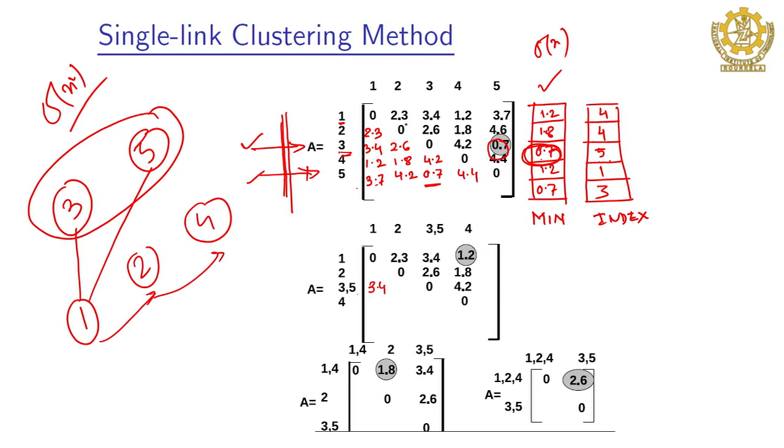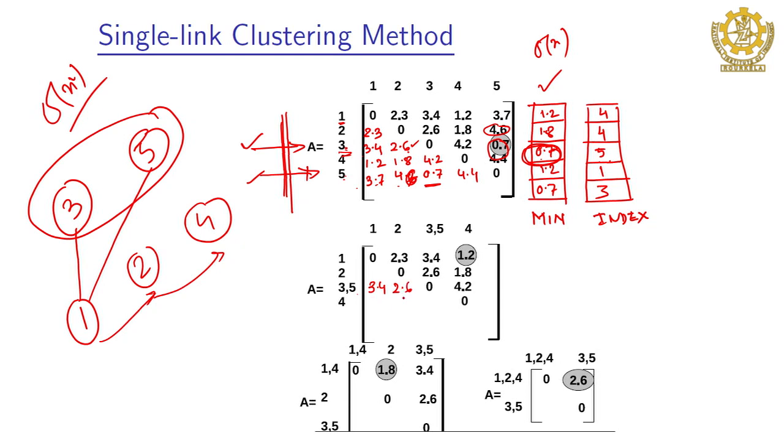Now, you move again to the next. The distance from 3 to 2 is 2.6 and the distance from 5 to 2 is 4.2. So, which one is the minimum? The minimum for 3 and 5 to 2 will be 2.6. So, you compute the distance: 3 to 2 is 2.6 and 5 to 2 is 4.6. So, which one is minimum? 2.6. So, the distance from 3 and 5 to 2 will be 2.6.